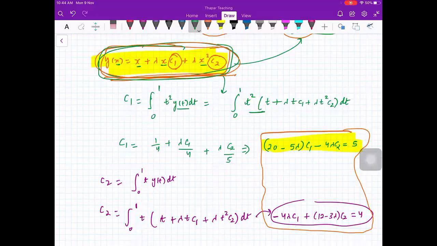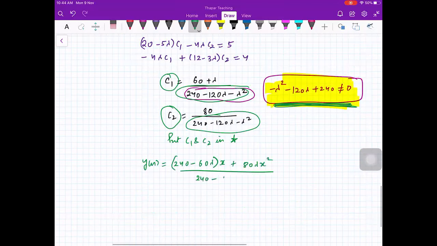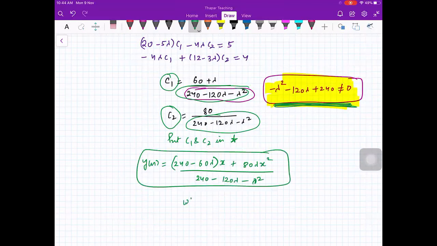Put C1 and C2 in star. You will get y of x is equal to (240 minus 60 lambda into x plus 8 lambda x square) upon (240 minus 120 lambda minus lambda square), for all those values of lambda with denominator 240 minus 120 lambda minus lambda square not equal to 0. Is that okay? So this is the solution you got.